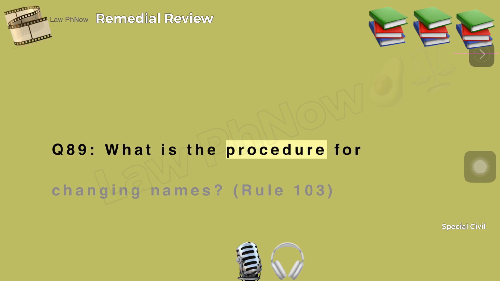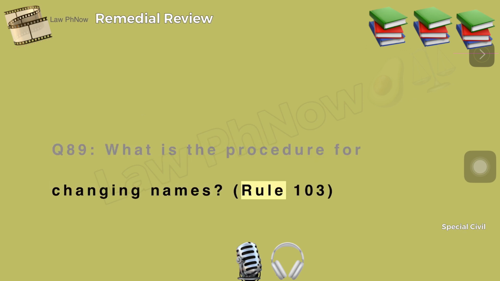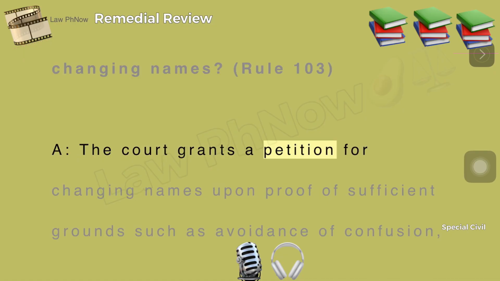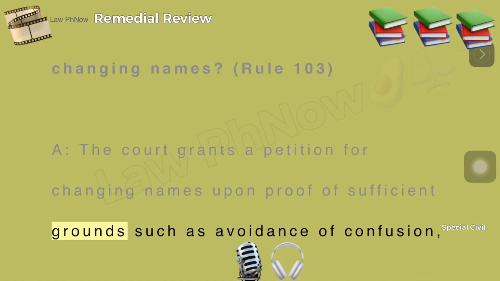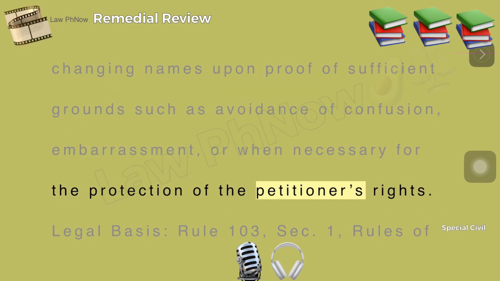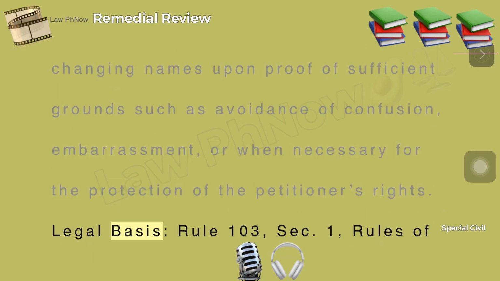Q89. What is the procedure for changing names? Rule 103. A. The court grants a petition for changing names upon proof of sufficient grounds such as avoidance of confusion, embarrassment, or when necessary for the protection of the petitioner's rights. Legal basis, Rule 103, Section 1, Rules of Court.